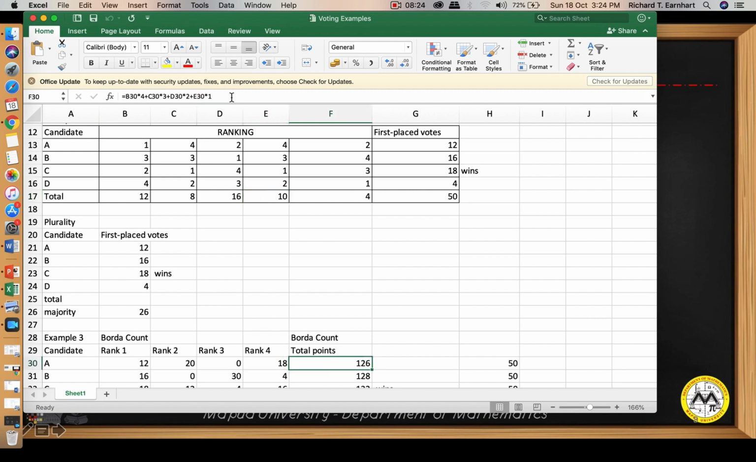Okay, and then I'll be using the Excel function here. So the total votes multiplied by 4 for rank 1, and then for rank 2, 3 times, for rank 3, 2 points, and then rank 4, 1 point. And so select the cell and then the required number of points.